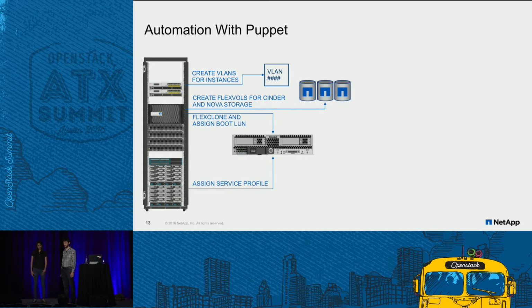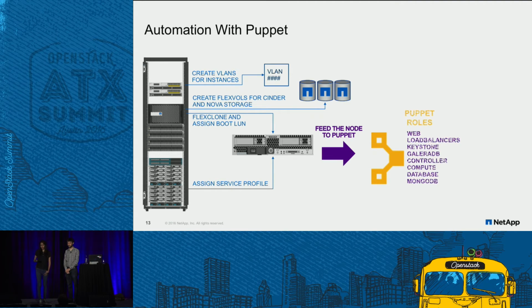Now we assign the Cisco UCS service profile, which is the compute node, to that boot LUN, so that it can come up seamlessly. And now Puppet takes over. We use Puppet open source for automating deployments in OpenStack. And so this is our Puppet master, which represents the knowledge and the code that is necessary to spin up a production environment based on the architecture that we discussed before.